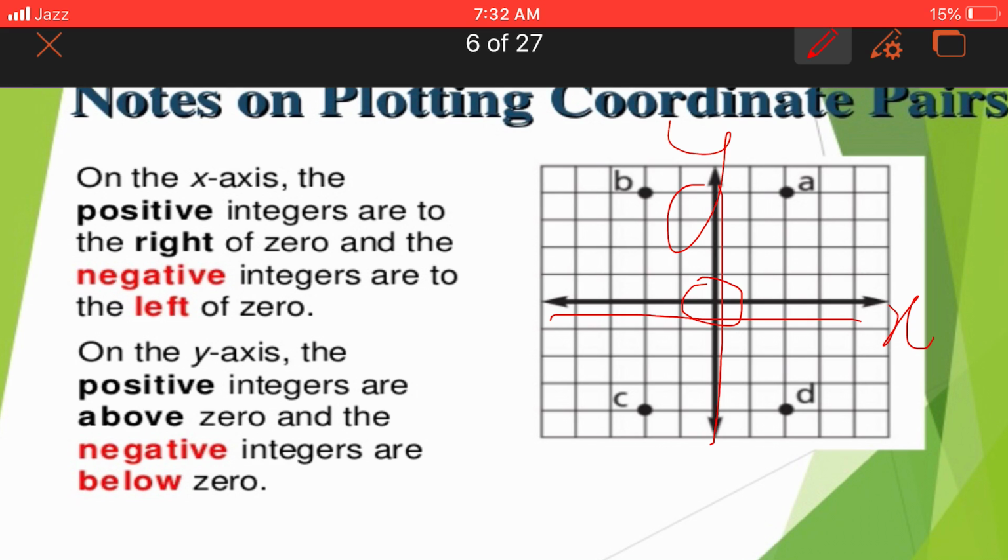On the x-axis, positive integers are to the right of the 0, that is here, from here to here will be the positive integers, and the negative integers are on the left of the 0, from here to here. Similarly, the upward part is for the positive y values and the lower part is for the negative y values.